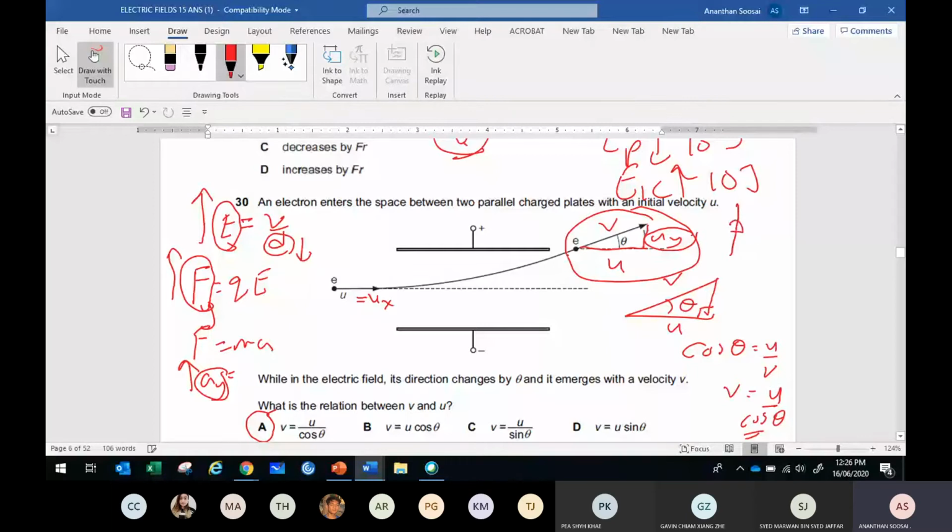So the conclusion is, when AY increases, UI increases. When UI increases, the theta becomes greater. More deflection. When the plate separation is reduced, this is the flow. The E gets stronger, the force gets stronger, AY gets stronger, therefore UI increases, so deflection gets more.